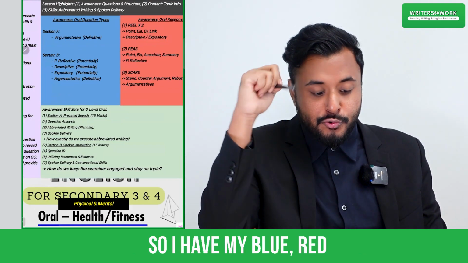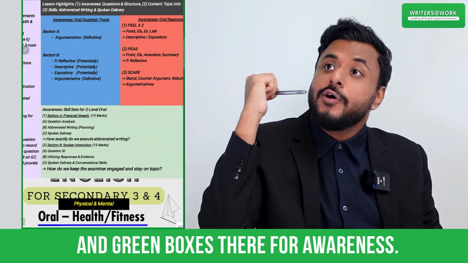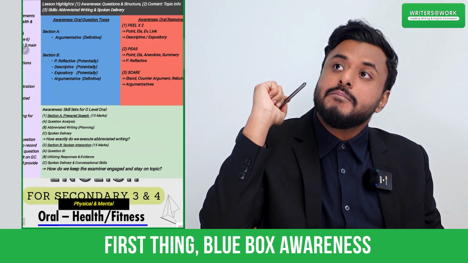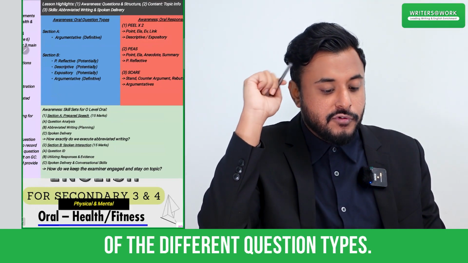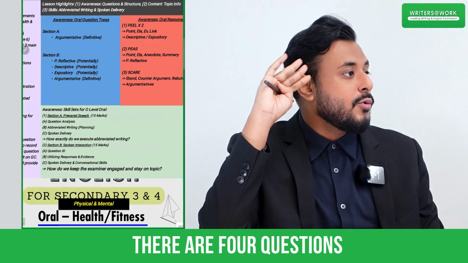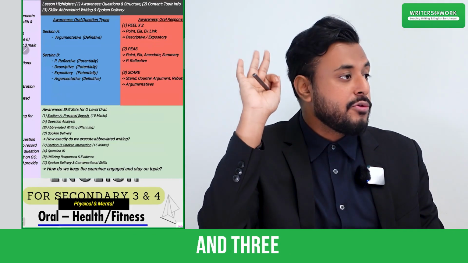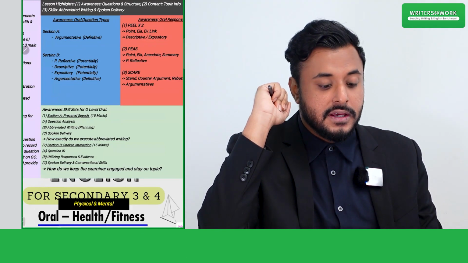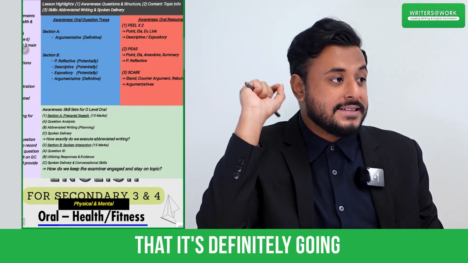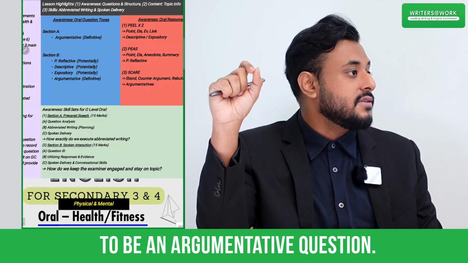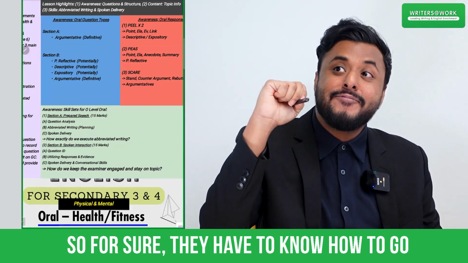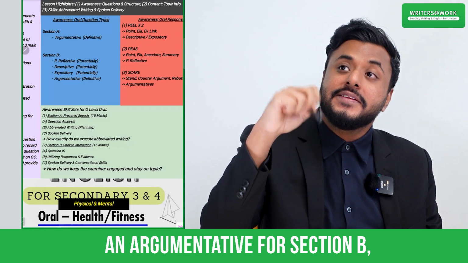So I have my blue, red, and green boxes there for awareness. First thing, blue box. Awareness of the different question types. There are 4 questions that they are going to be asked. 1 in planned response for section A and 3 for the spoken interaction for section B. Section A, we need to tell them that it's definitely going to be an argumentative question. So for sure, they have to know how to go about answering an argumentative.